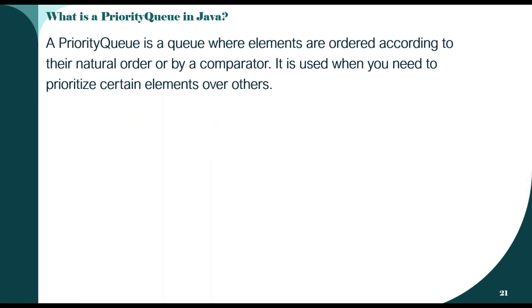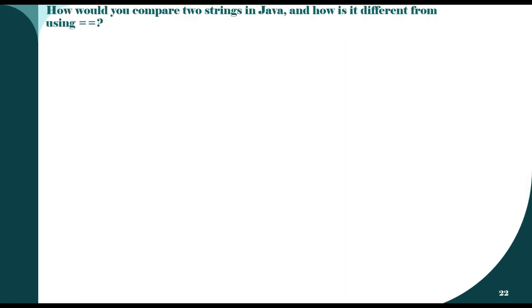Let's look at the next question. How would you compare two strings in Java? This is one of the important questions, especially when it comes to using the double equals operator. When you're comparing two strings, how do you compare them, and how is it different from double equals?